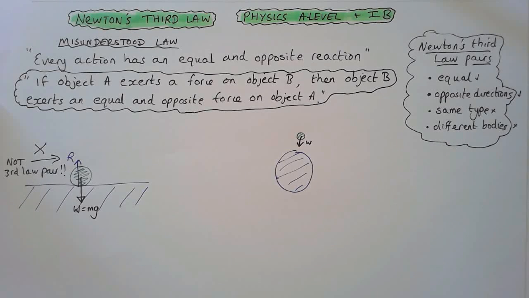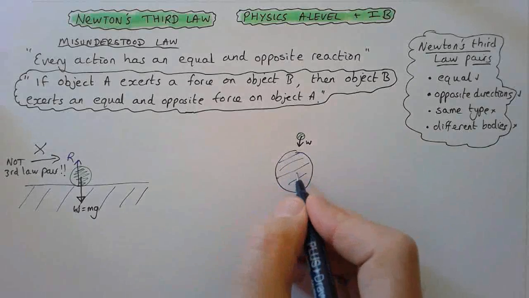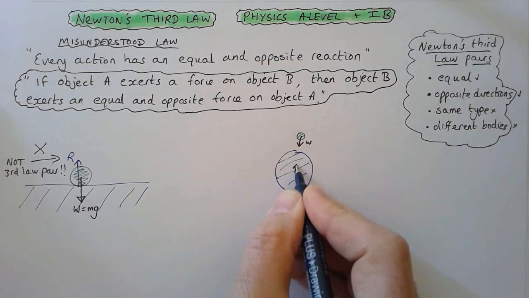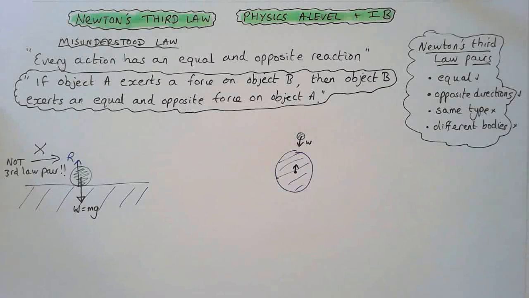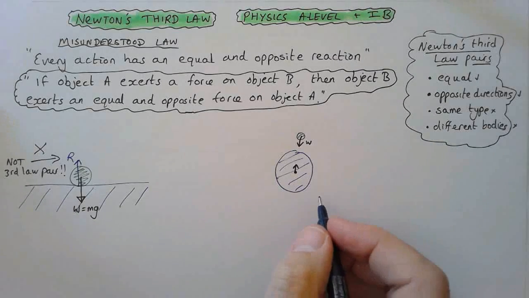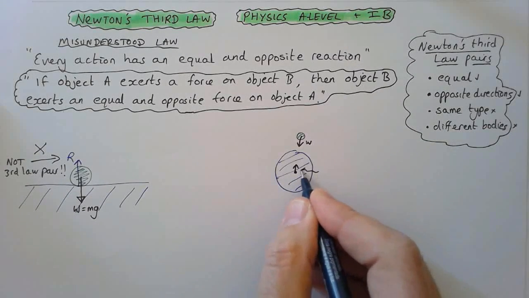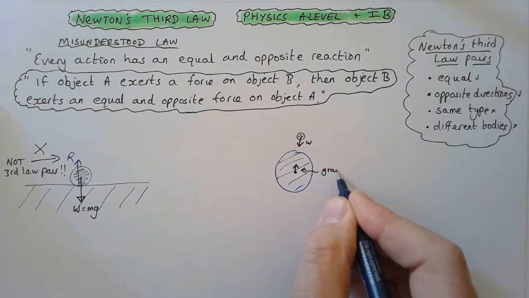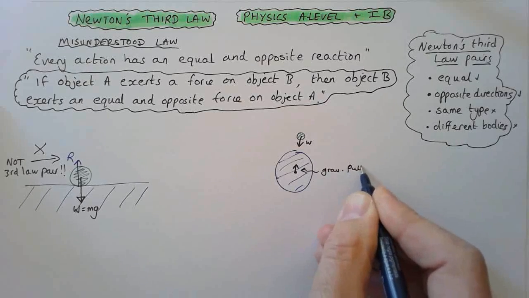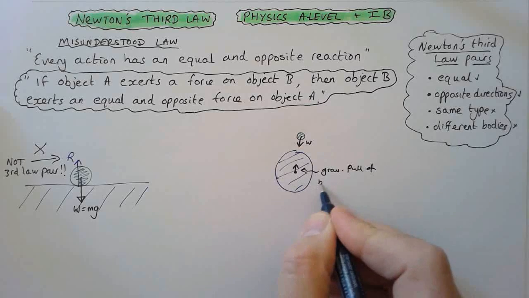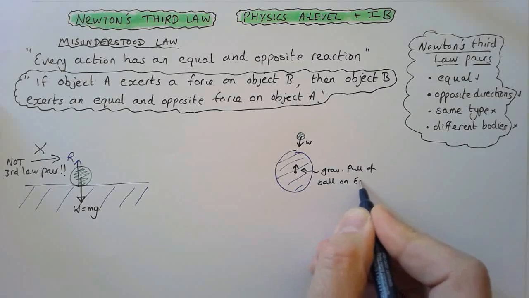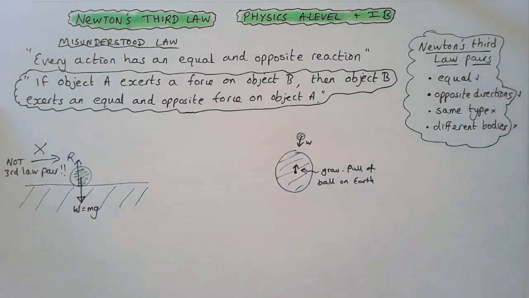So the Earth is pulling on the ball, but the ball is also pulling the Earth with gravity. So I must actually draw the Newton's third law pair as the gravitational force of the ball acting on the Earth. The ball is pulling the Earth upwards as the Earth is pulling the ball downwards. And the only real way to label that is to call it the gravitational force or gravitational pull of the ball on the Earth. So that's why I've drawn it acting from the centre of the mass of the Earth.